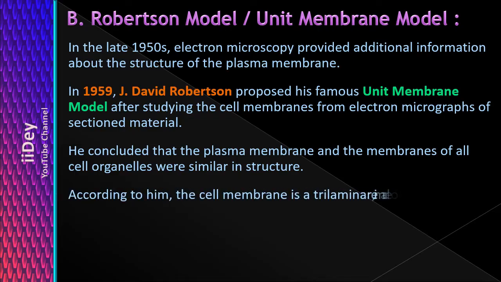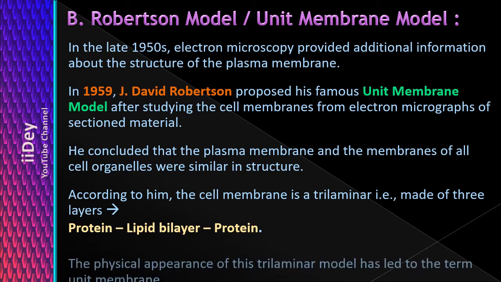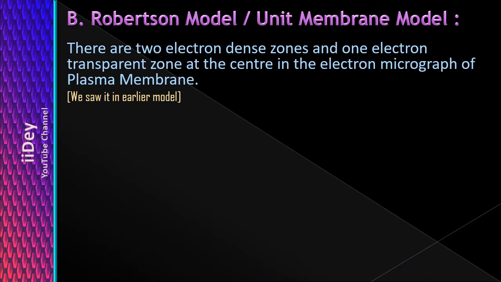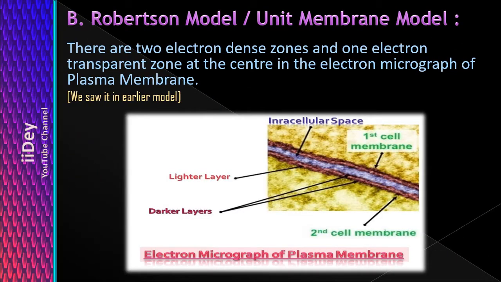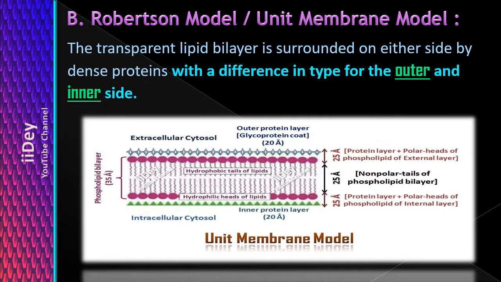According to him, the cell membrane is a trilaminar structure made of 3 layers: protein, lipid bilayer, protein. The physical appearance of this trilaminar model has led to the term unit membrane. We have already seen in the earlier model that there are 2 electron-dense zones and 1 electron-transparent zone at the center in the electron micrograph of the plasma membrane. The transparent lipid bilayer is surrounded on either side by dense proteins with a difference in type, for the outer and inner side.